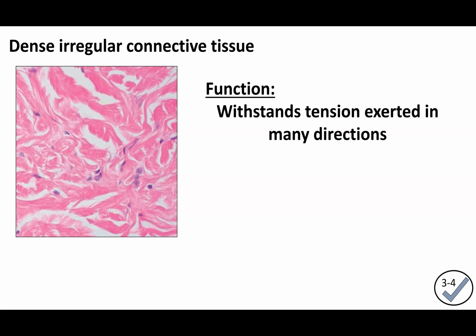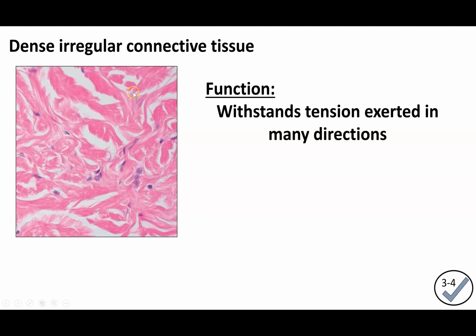And so the function here is to withstand tension exerted in many different directions. So if you pull on this tissue at any different angle, it should be able to handle it pretty well. And the reason is because these fibers are pointing in all sorts of different directions. This is why we call it dense irregular connective tissue, because the patterning is quite irregular. It's quite random looking, right?